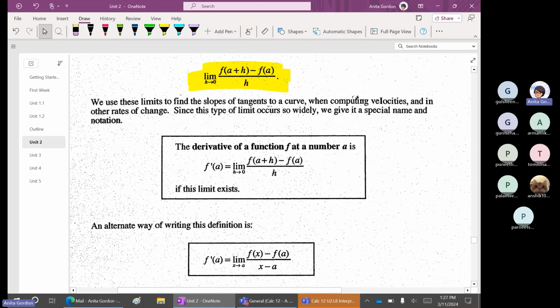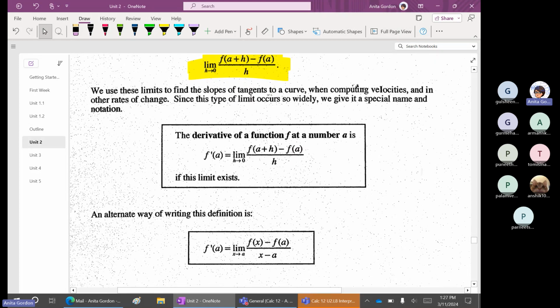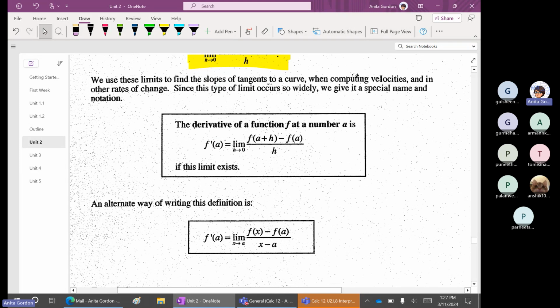We use limits to find the slope of a tangent to a curve when computing velocities or any other form of rate of change. When we talk about the derivative, we are looking at the derivative of a function f at a number a, so at a point of interest a of whatever given function. The new notation that we are using is f prime at a. Okay, and if the limit gives us a new function g of x or a number, a finite number, then we know that the limit exists and we know what the slope is.